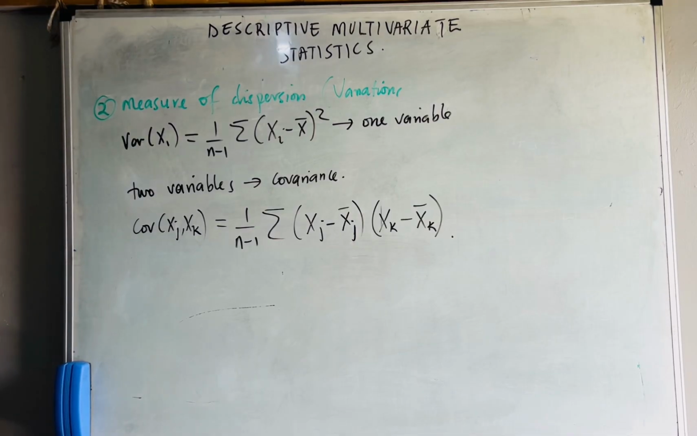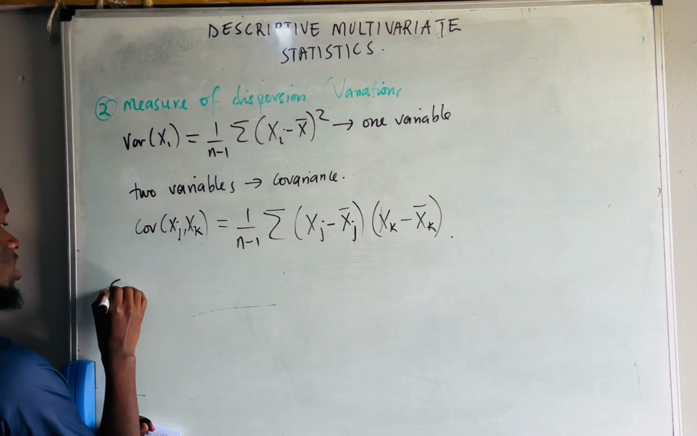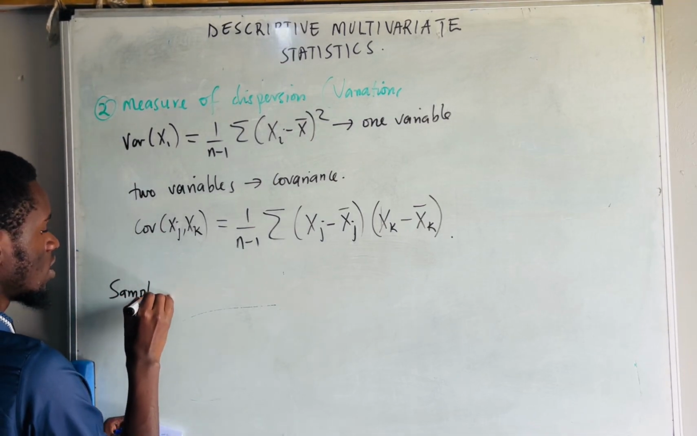This will give us the covariance between two variables. And lastly, we shall now find the sample covariance vector.